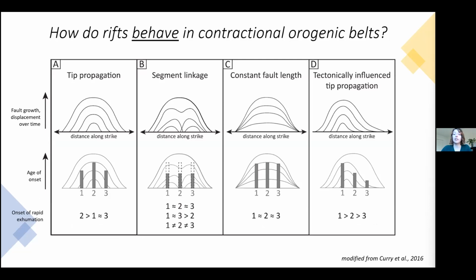Each model has specific predictions for the map pattern of fault displacement, as well as the spatial distributions of thermochronologic data. For example, model A, tip propagation, would predict ages that are oldest in the center of the fault and younger towards the tips. By analyzing spatial and temporal trends of zircon helium ages along strike of the Tangra Yumco rift, we can start to better understand how rifts might initiate and evolve in contractional settings.